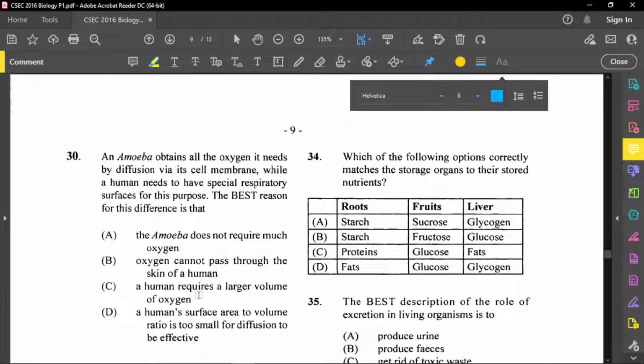A human requires a larger volume of oxygen, which is a true statement as well. But in terms of what is really happening, in humans the surface area to volume ratio is too small for diffusion to be effective. So this is the best option right here, to be honest with you. Remember, to supply the amount of oxygen you need to the cells, in terms of your body ratio and the surface ratio, definitely D is the best answer, scientifically speaking, yeah?